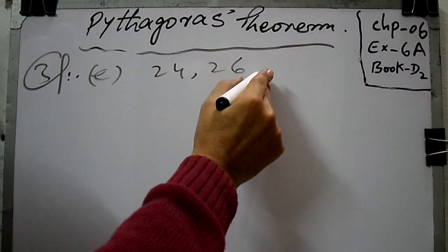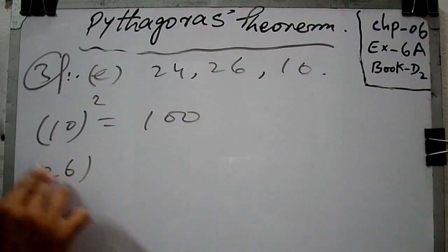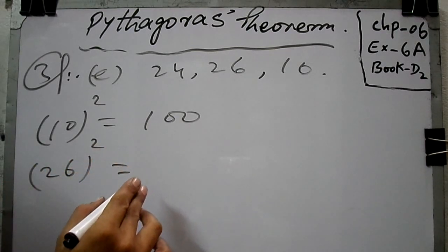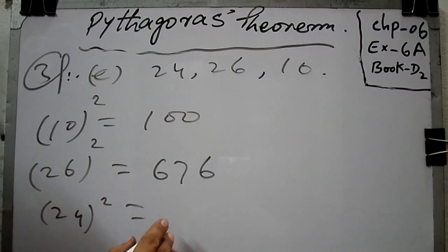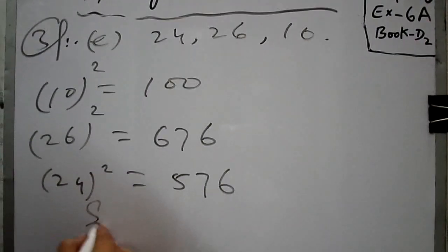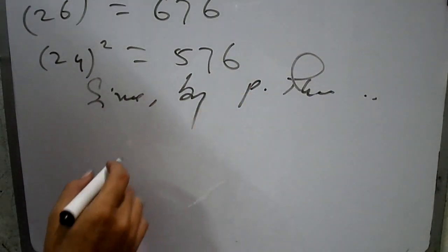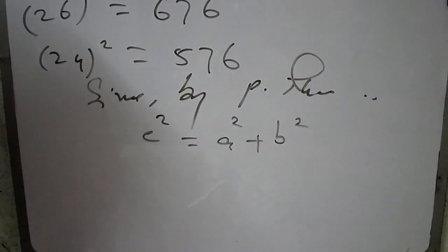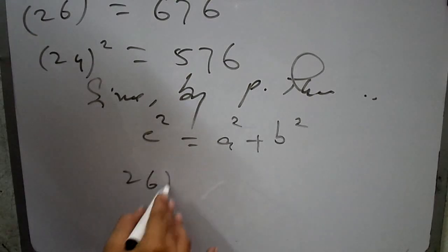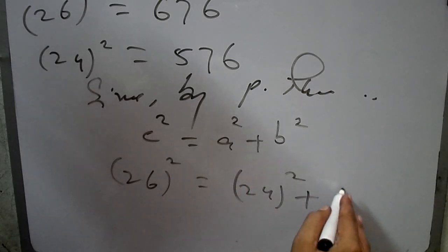(24, 26, 10). Okay, 10 square will give 100, 26 square will give you 676, and 24 square will give you 576. So by Pythagoras theorem you will get c square is equal to a square plus b square. So you have to put the values: 26 square, 24 square and 10 square.